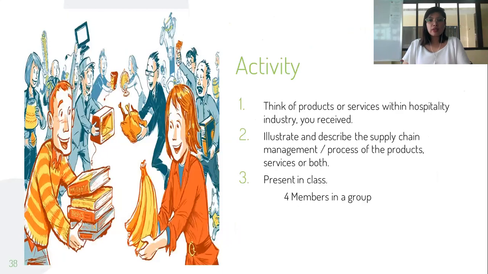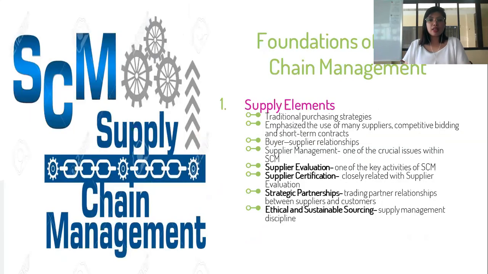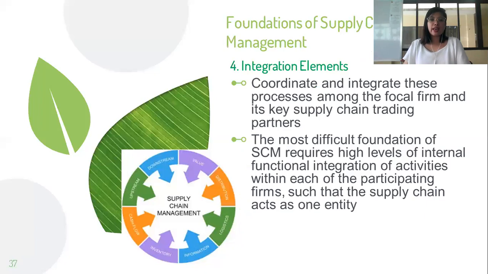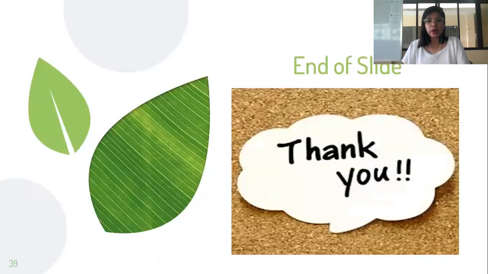Okay. So again, we have four foundations of supply chain management: the supply element, the operations element, the logistic element, and the integration element. For the activity, think of products or services within the hospitality industry, and then illustrate and describe the supply chain management process of the products, services, or both. Since you are not able to present it in class, you can just upload it on the classwork area of the Google Classroom, and then I will check it. Thank you very much for your time listening to learn something from the first topic of supply chain management.